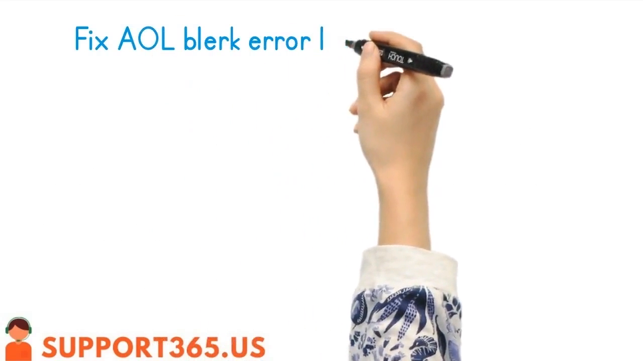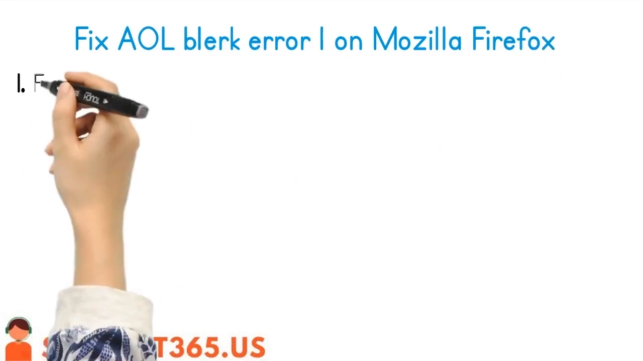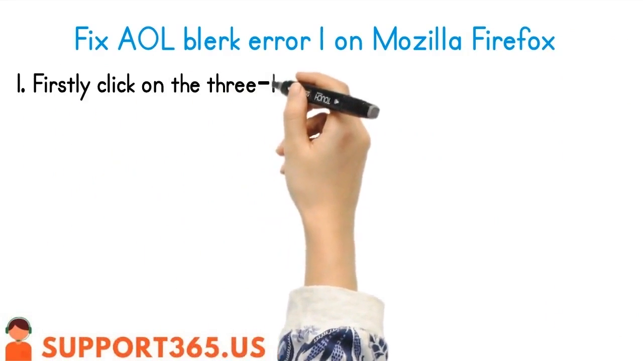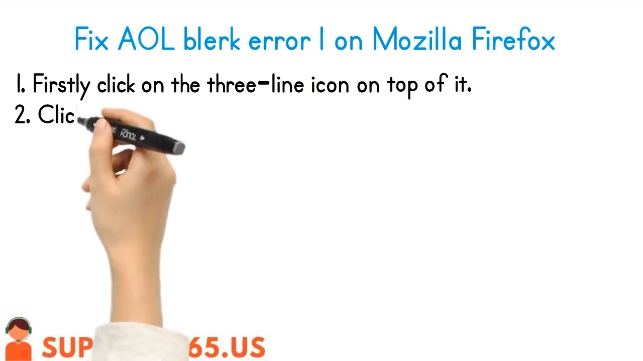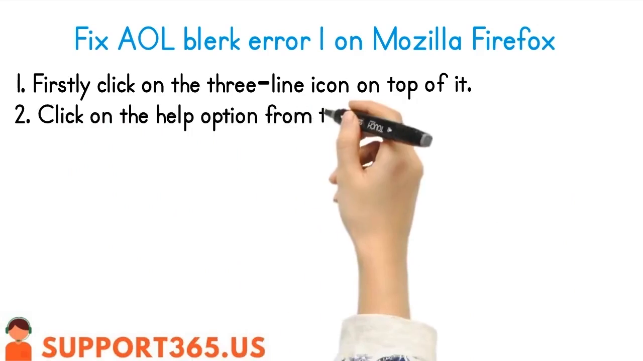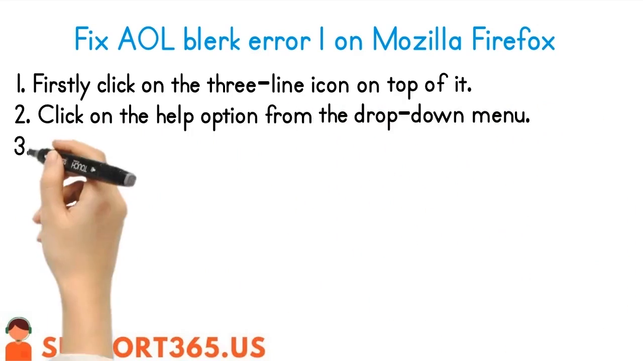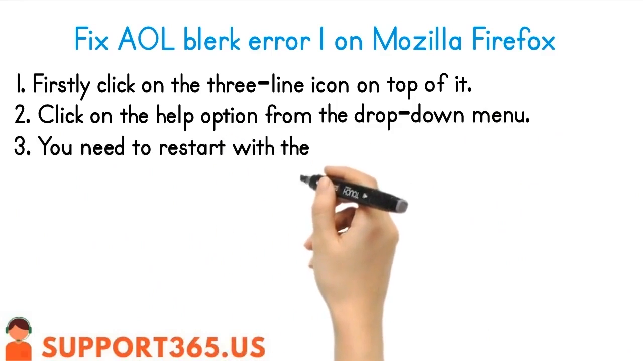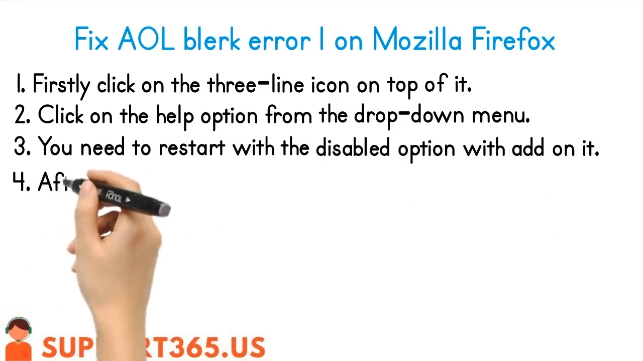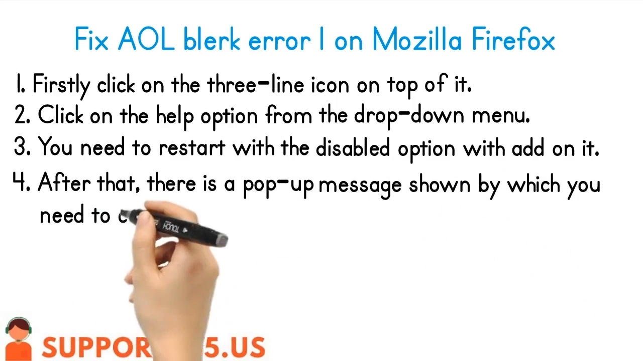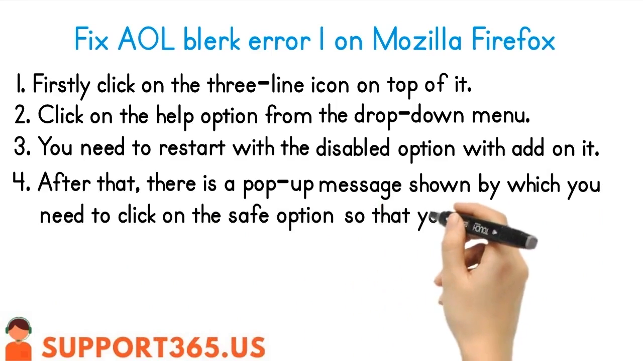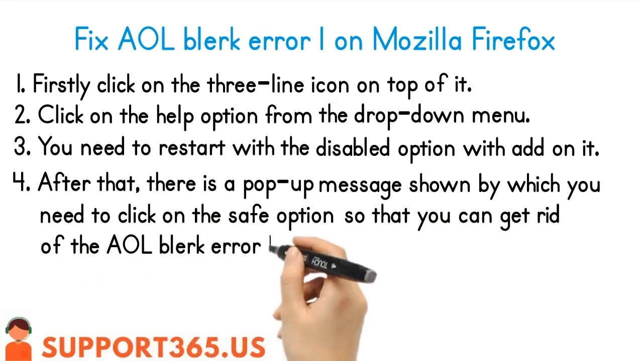Fix AOL blerk error 1 on Mozilla Firefox. 1. Firstly, click on the three-line icon on top of it. 2. Click on the Help option from the drop-down menu. 3. You need to restart with the disabled option with that on it. 4. After that, there is a pop-up message shown by which you need to click on the Safe options so that you can get rid of the AOL blerk error 1.